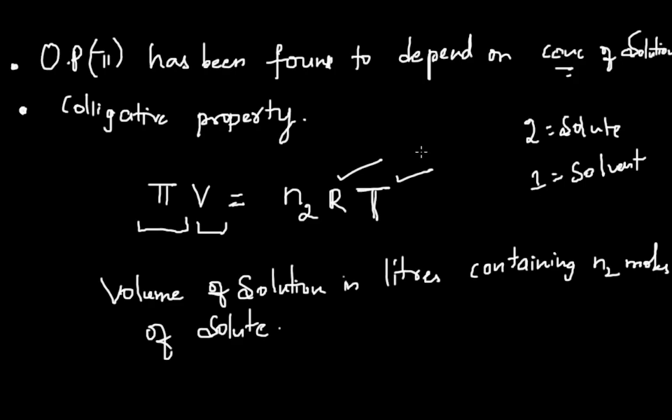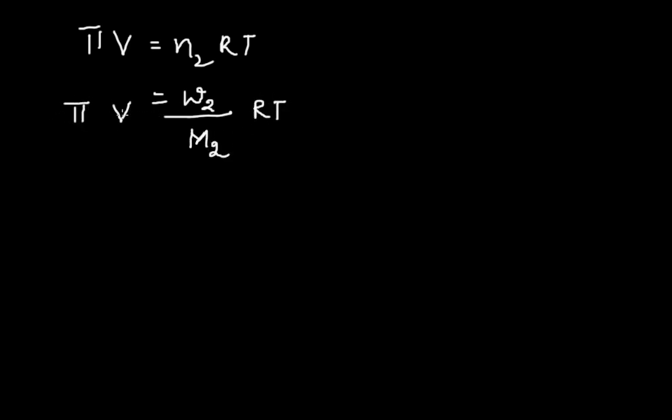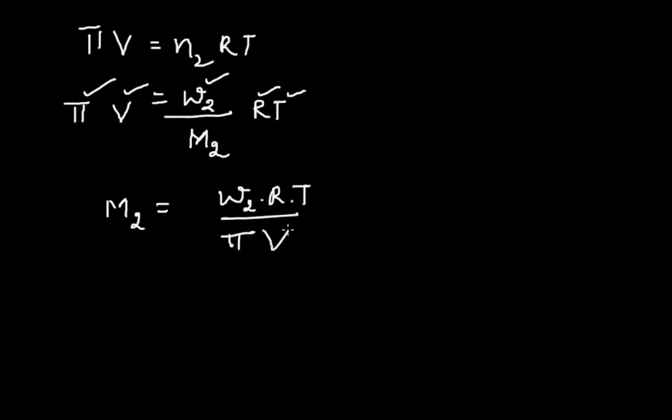Now, we use a new page. Since pi V is n2 RT, what is n2? n2 is the weight of the solute divided by the molar mass of the solute, times RT. If all the other quantities are known, the molar mass of the solute can be calculated as w2 RT divided by pi V. So this osmotic pressure is another method for determining the molar mass of solutes.